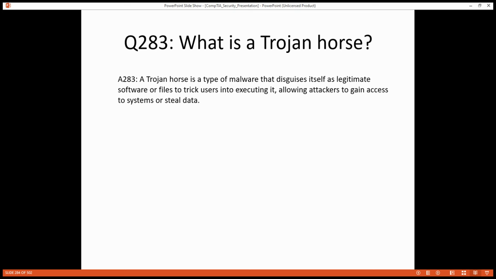Q283. What is a Trojan horse? A283. A Trojan horse is a type of malware that disguises itself as legitimate software or files to trick users into executing it, allowing attackers to gain access to systems or steal data.